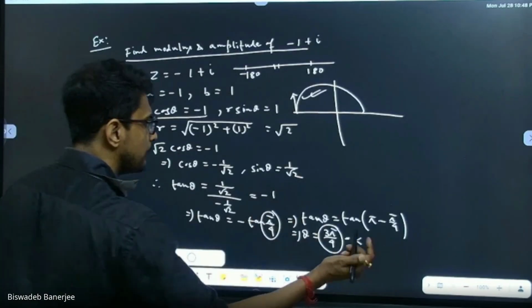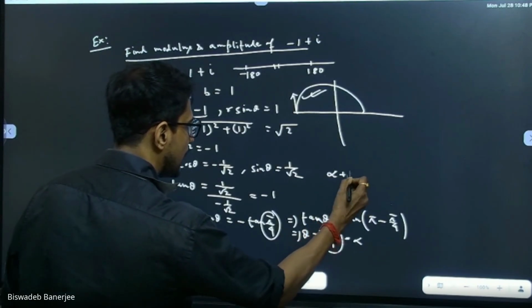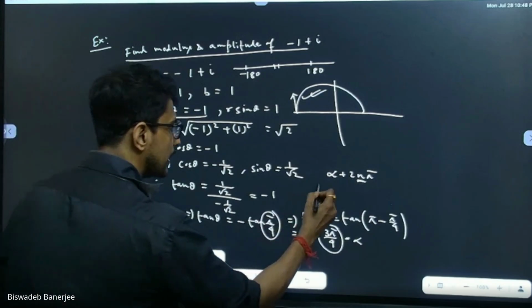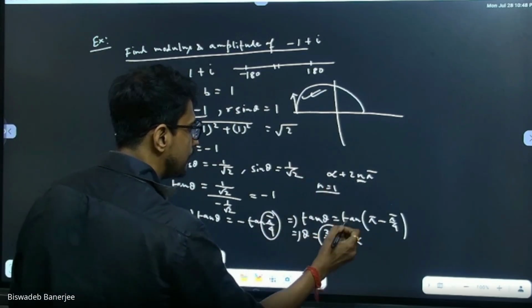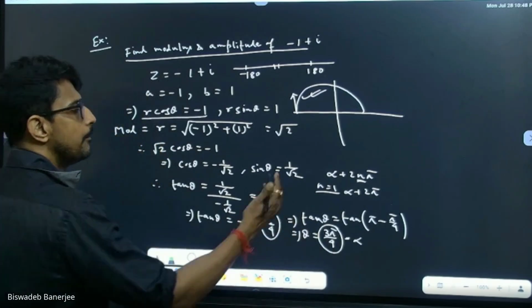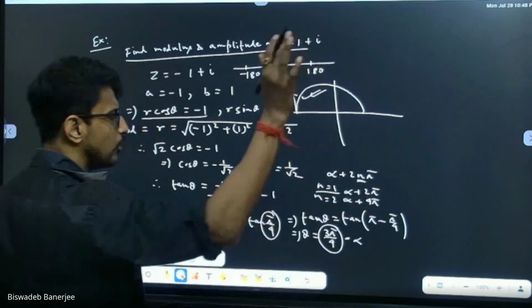So if you find some more values of amplitude, my another value of amplitude will be alpha plus 2n pi. That means put n equal to 1. If we put n equal to 1, my another value of amplitude will be alpha plus 2 pi. Here my alpha is 3 pi by 4. My another value of amplitude will be alpha plus 4 pi and so on.